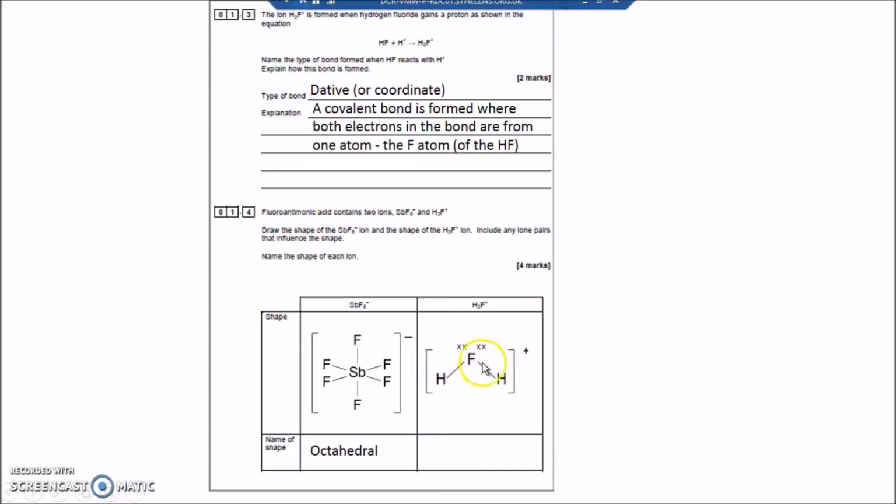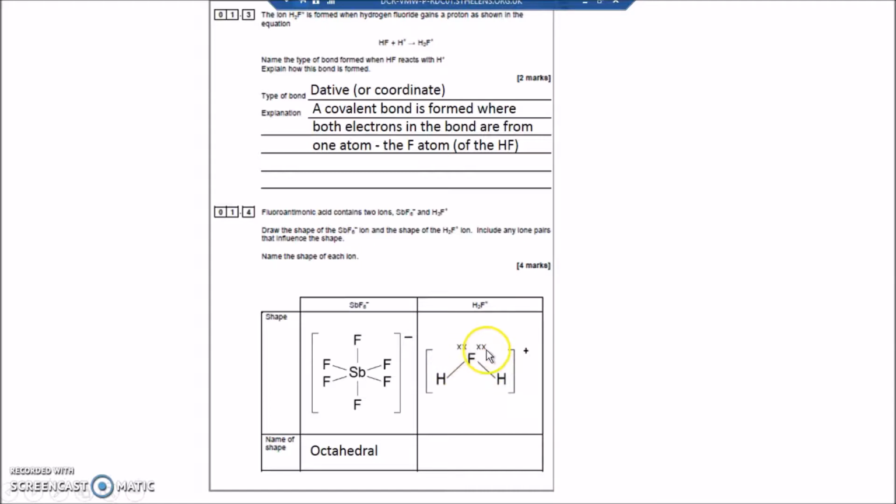Normally, if it were 1, 2, 3, 4, a tetrahedral shape, it would be a bond angle of 109.5. Every time we replace a bonding pair with a lone pair, the bond angle goes down by 2.5. So if it's 1 lone pair and 3 bonding pairs, it comes down from 109.5 down to 107. 2 lone pairs comes down by 2.5 again down to 104.5.